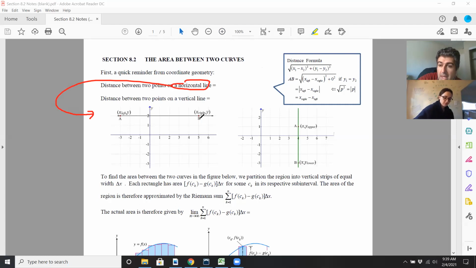And you have points A and B. So you simply just subtract the x coordinates from each other, right? Like this, we're at -3, and this, we're at 5. What's the length of that line? Obviously, that length is 8, right?